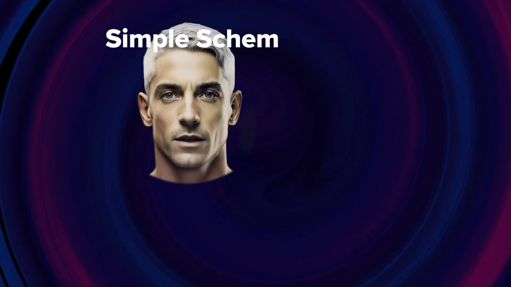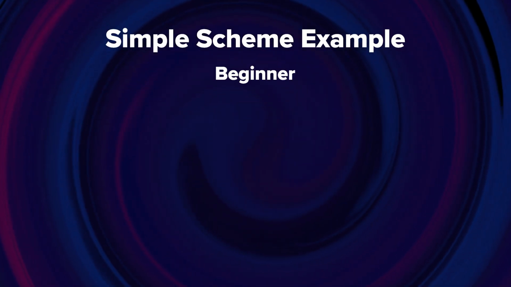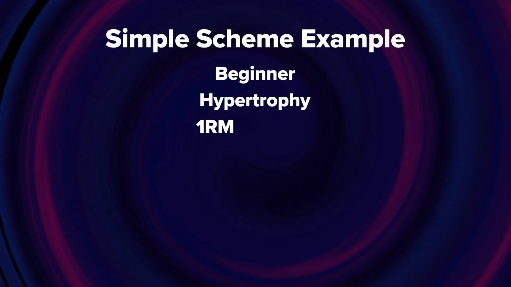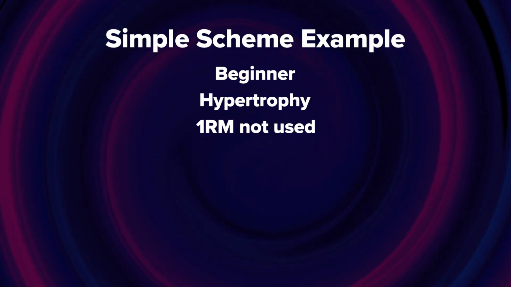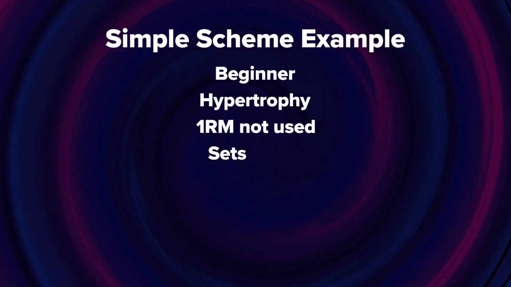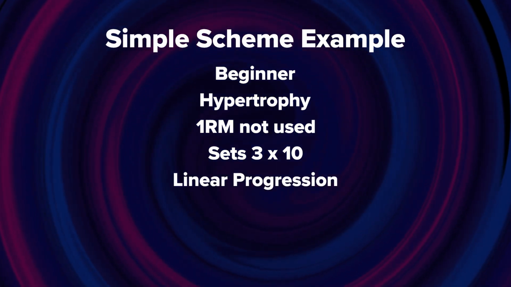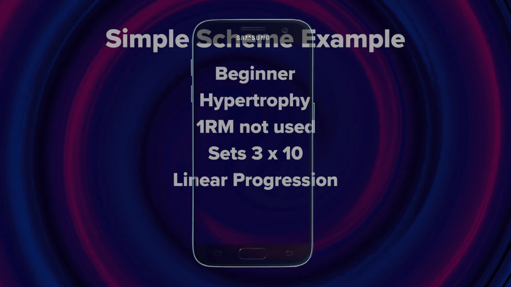Let's create a simple scheme. The scheme is going to be for a beginner who's looking for hypertrophy. 1 rep max is unknown, so we're going to start with relatively light weights. The scheme will consist of 3 sets of 10 reps with a linear load progression. Each time the workout is repeated, the load will increase.